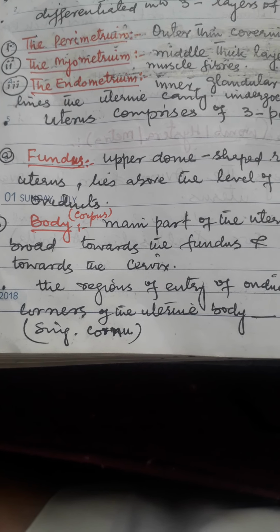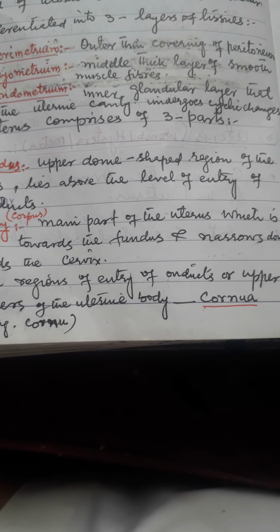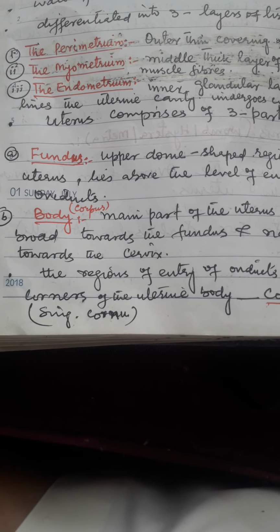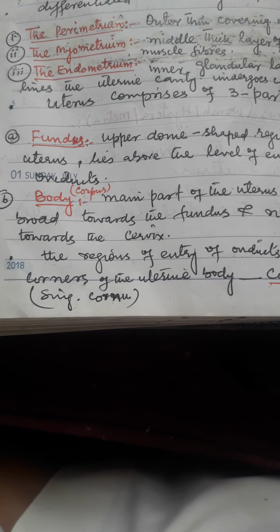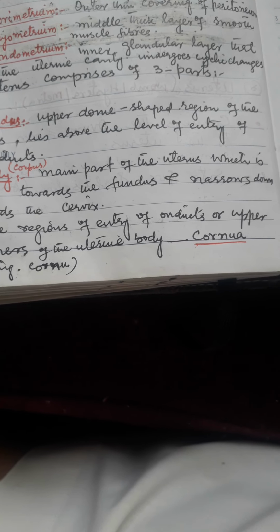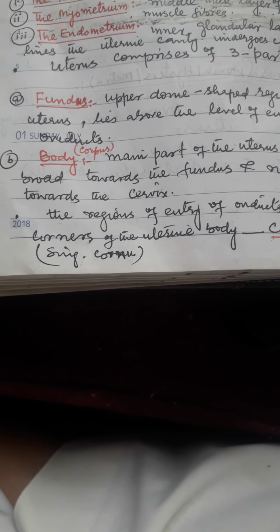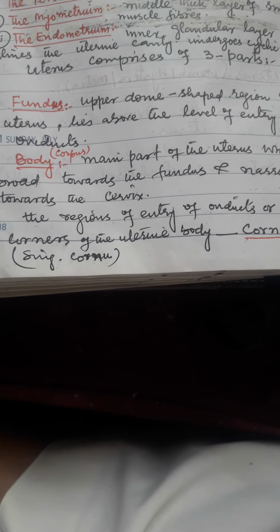B part, body or corpus. It is the main part of the uterus which is broad towards the fundus and narrows down towards the cervix. The regions of entry of oviducts at the upper corners of the uterine body are called cornua, singular cornu.